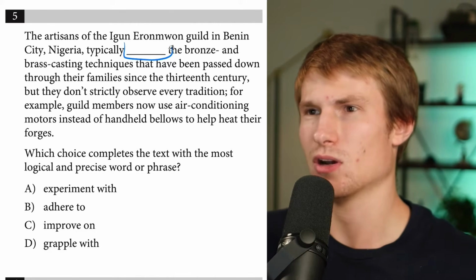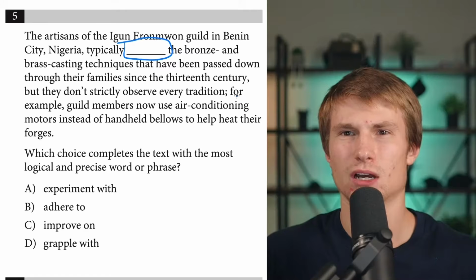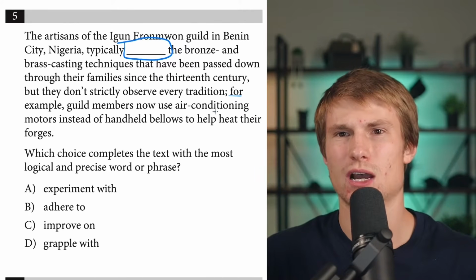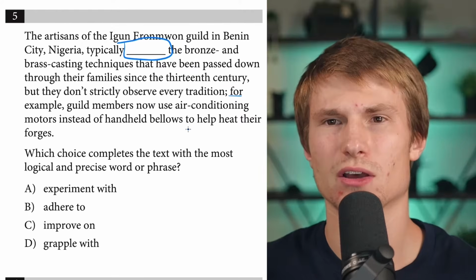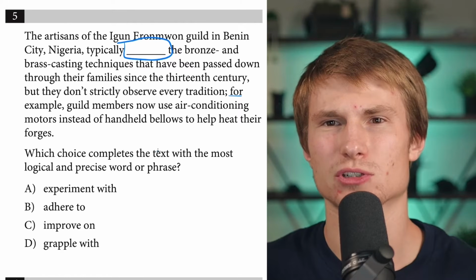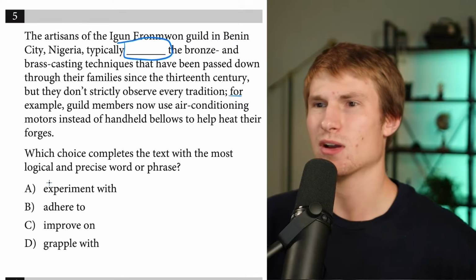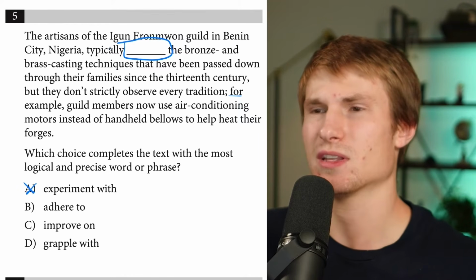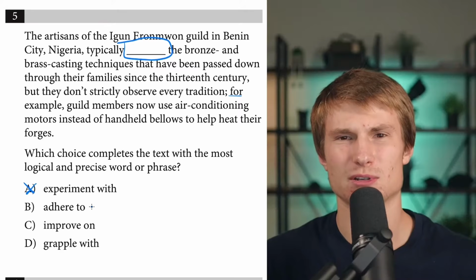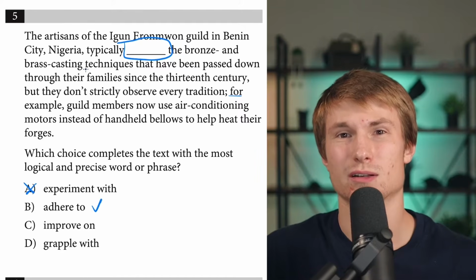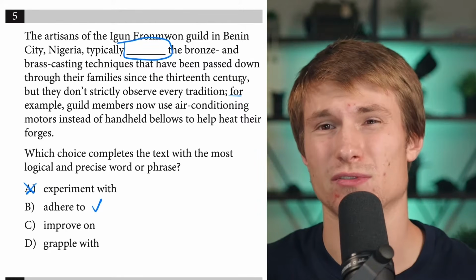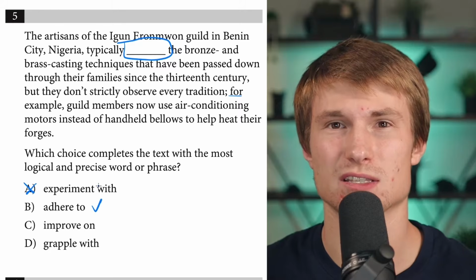So something along the lines of them continuing it. If we go on, we have, for example, guild members now use air conditioning motors instead of handheld bellows to help heat their forge. Which choice best completes the text in the most logical, precise word or phrase? With option A, experiment with. Okay, no, in this case, we're talking about them sticking to a tradition. We have option B, adhere to the bronze and brass casting techniques that have been passed down through the families since the 13th century. That would make sense since they are sticking with that tradition.